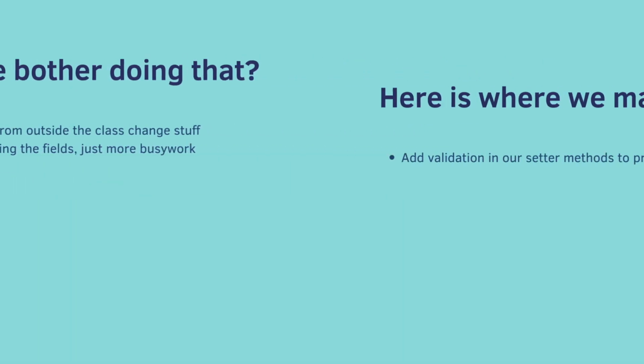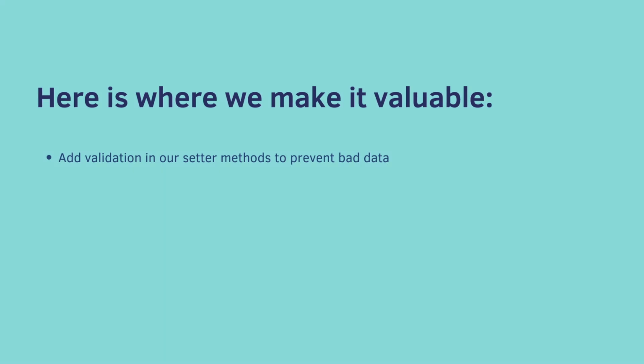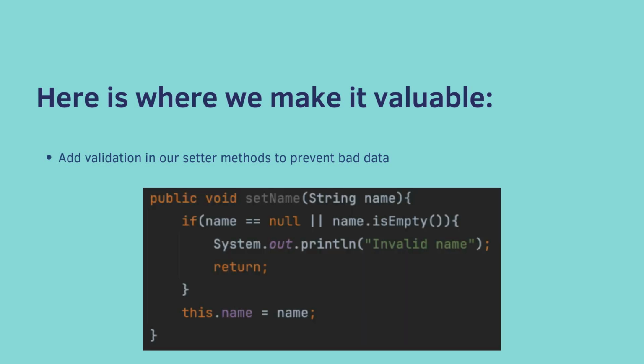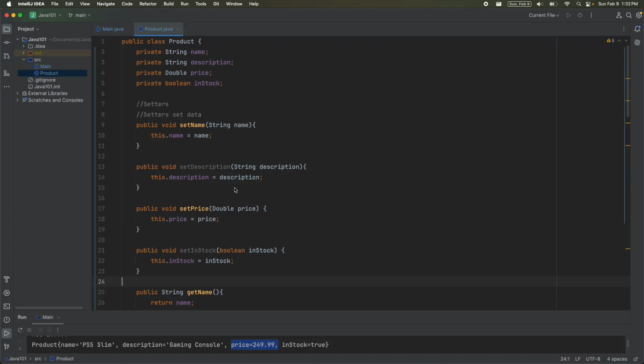So here's how we make it actually valuable. That was really just part one. We need to now add validation in our setter methods to prevent bad data from being passed in. So here's an example. In our setter method, setName, we're going to do some checks. If you give me null, or if you give me an empty string, I'm just going to say, that's invalid, you can't do that. And then I'm also going to call return, which just jumps out of the method and doesn't even continue. Okay, going back to product.java, let's look at our setName.